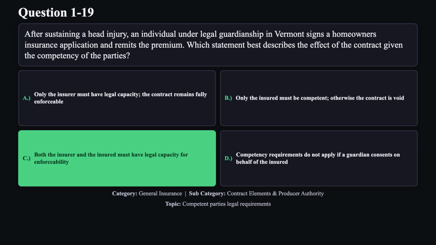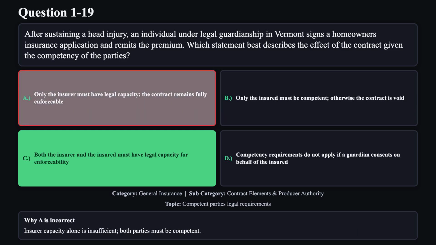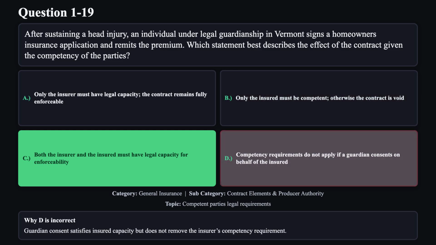The correct answer is C. Both parties must have legal capacity for the contract to be valid. Lack of insured capacity renders the contract voidable by the incompetent party. Reason A is not correct. Insurer capacity alone is insufficient. Both parties must be competent. Reason B is not correct. Competency of the insured alone is not enough. The insurer must also have capacity. Reason D is not correct. Guardian consent satisfies insured capacity but does not remove the insurer's competency requirement.